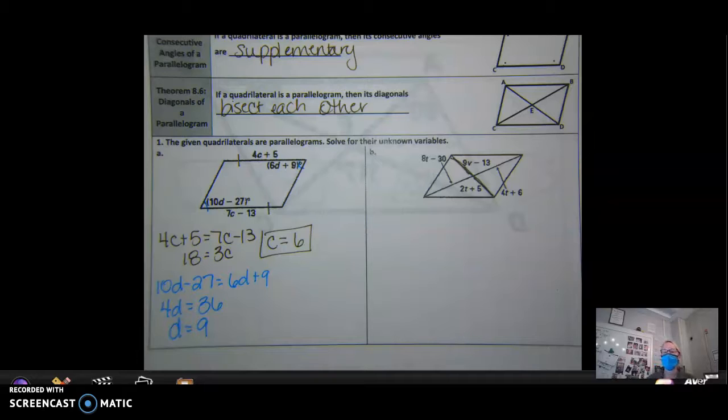Okay, on B, which variable could I solve for first? T. How do I solve for T?